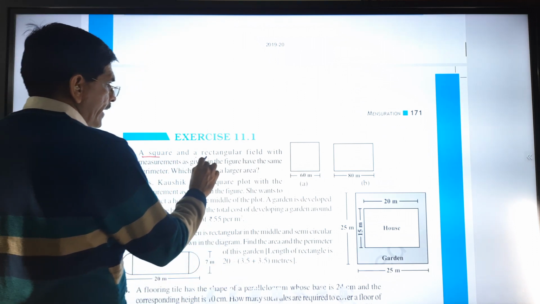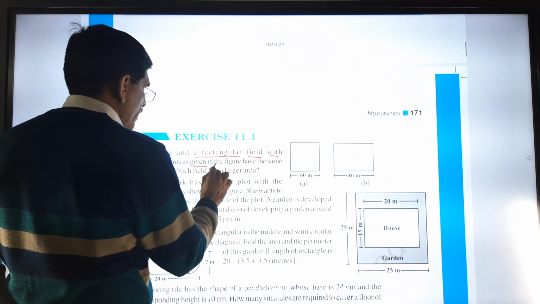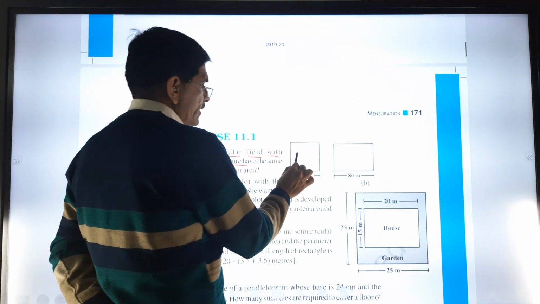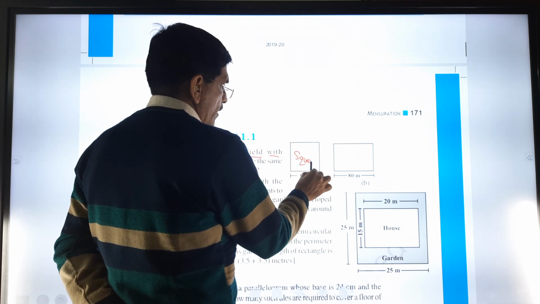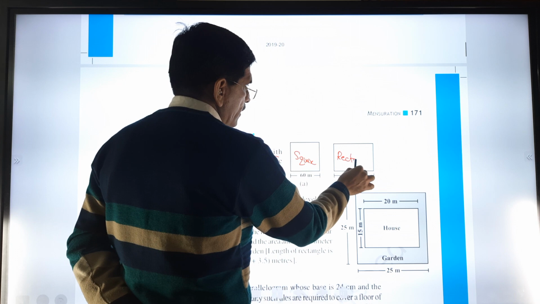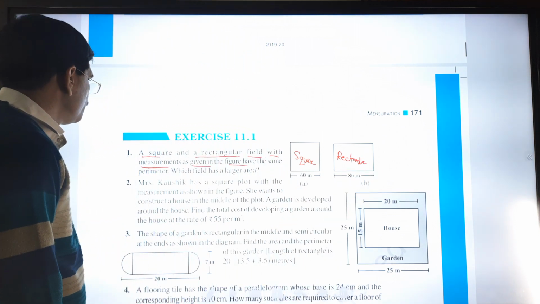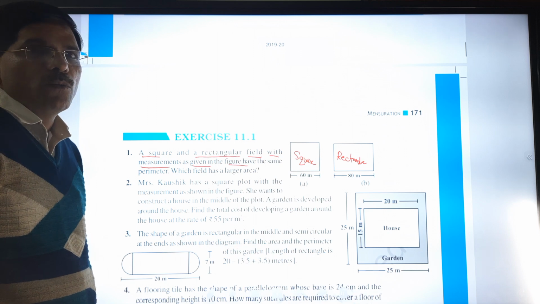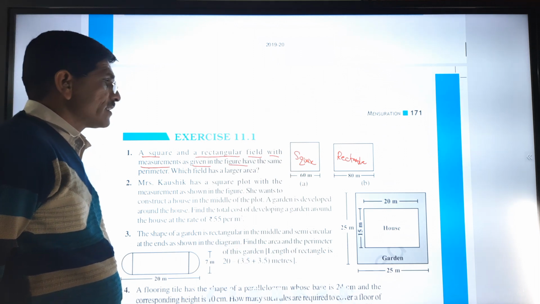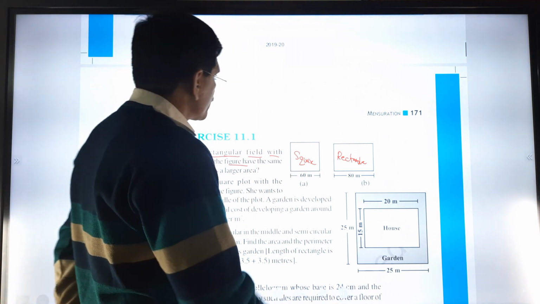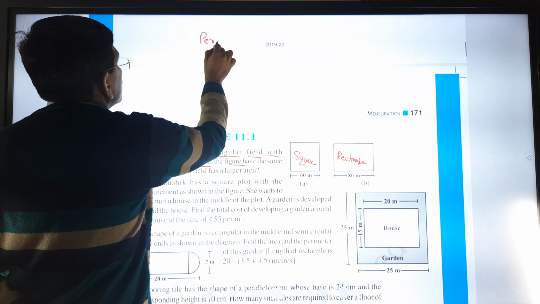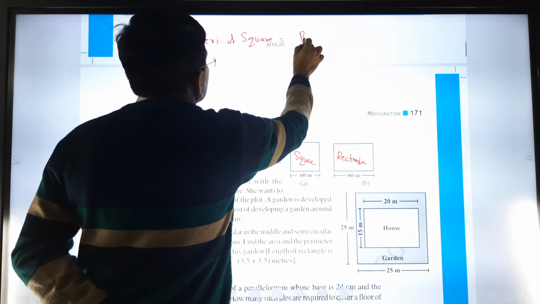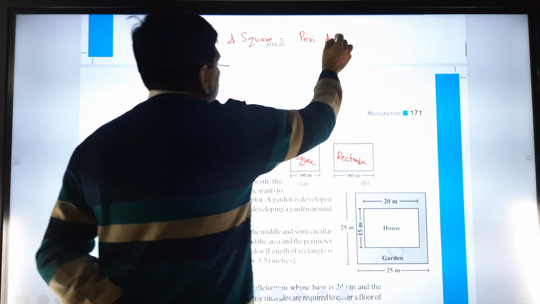A square and a rectangle field with the measurements are given in the figure. So here 2 figures are there. One is a square, and here it is a rectangle. The square and rectangle fields with measurements given in the figure have the same perimeter. So both perimeters are the same. Which field has larger area? Perimeter of square is equal to perimeter of rectangle.